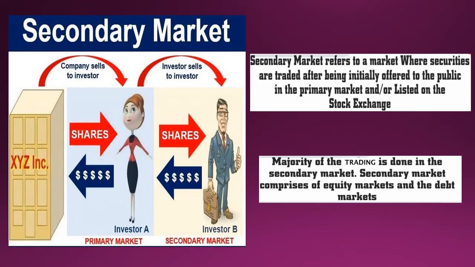See, we are talking about the primary market. Again, I have put it here for you. The shares are sold by the company directly to the investors in the primary market, and these investors sell the shares to other investors in the secondary market. So that's the meaning of the secondary market. Put into layman's terms, the secondary market refers to a market where securities, meaning shares and debentures, which were already initially offered to the public in the primary market, are traded.